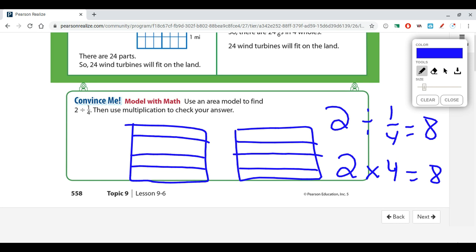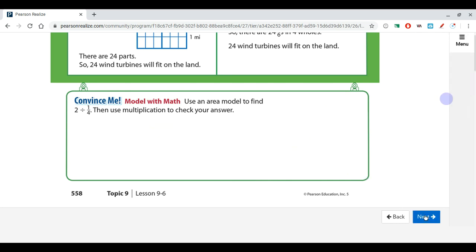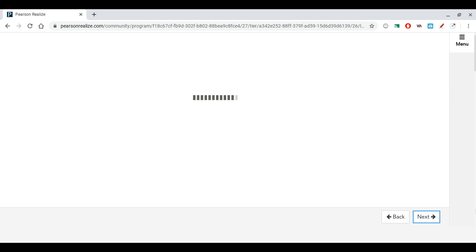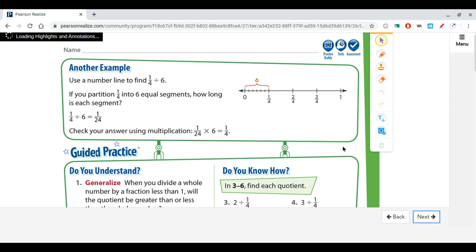Alrighty. So if we go through and look at our next page, we look at another example. It says use a number line to find 1/4 divided by 6. And so if we look at our number line, here's my 1/4, and I've taken it and I've divided it into 6 pieces. So I have 1, 2, 3, 4, 5, 6. And so I would have to do that for the whole number line. So I would have here, I would have 6.